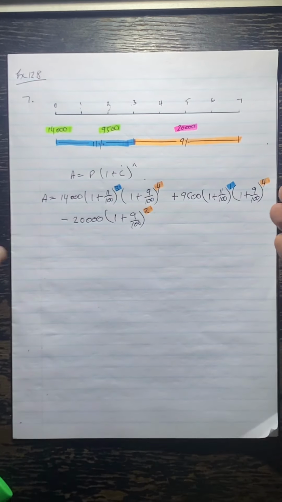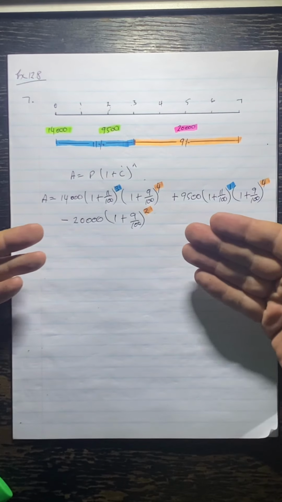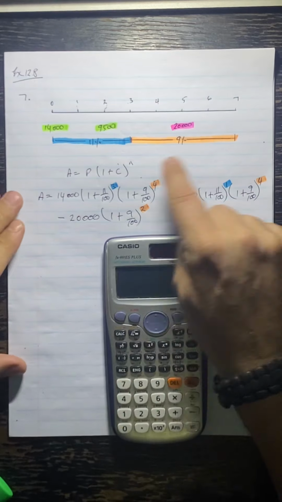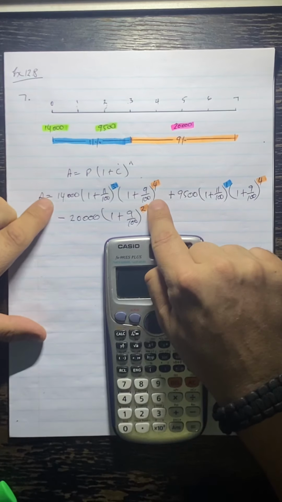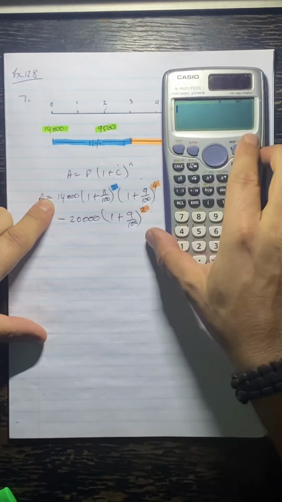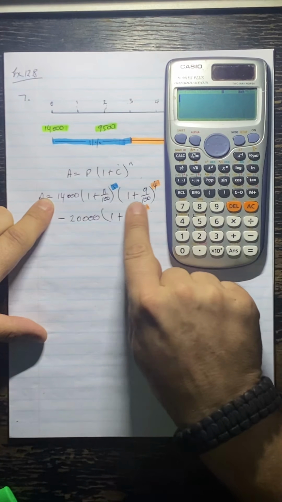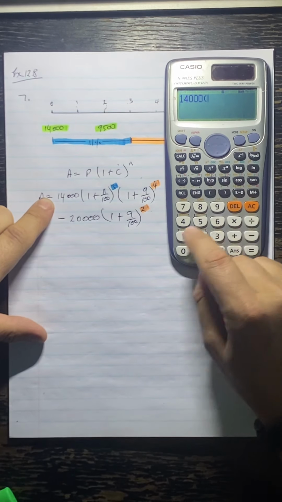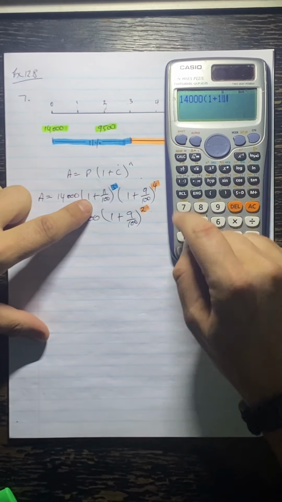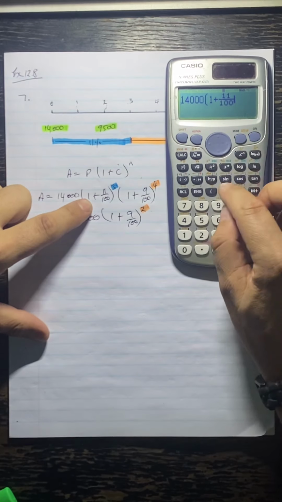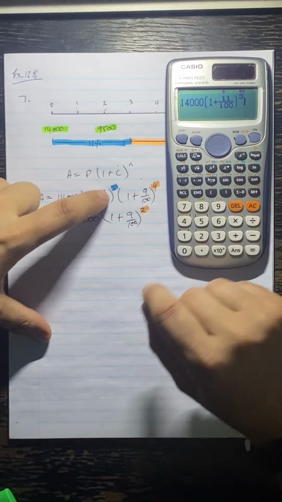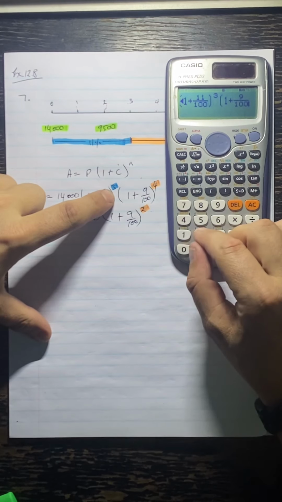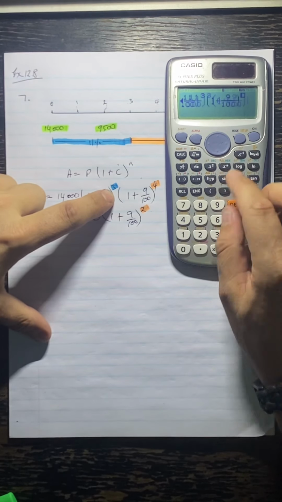And basically that is it, grade 10s. All you need to do now is just put it onto your calculator. Now, this whole thing might not fit onto your calculator. So what I would do is do them individually. And I'll just show you what I mean by that. So I'm just going to work out this first little bit over here. So we've got 14,000 times (1 plus 11 over 100) to the power of 3, times (1 plus 9 over 100) to the power of 4.